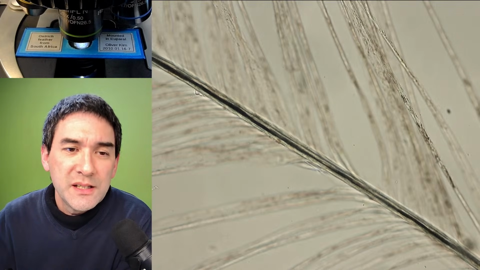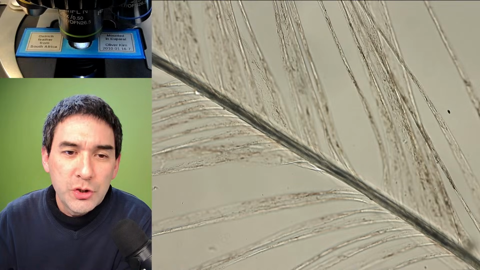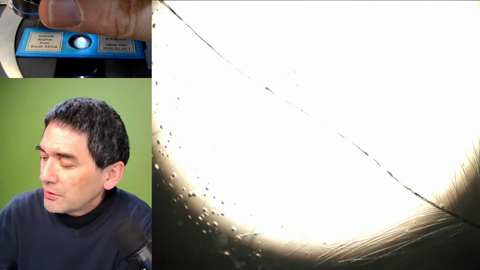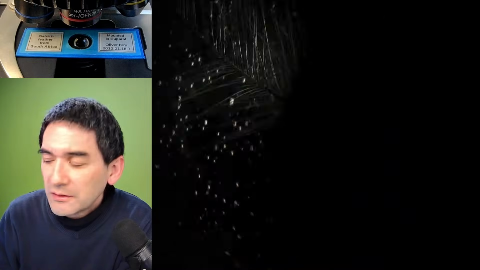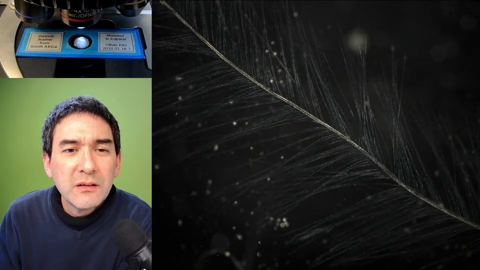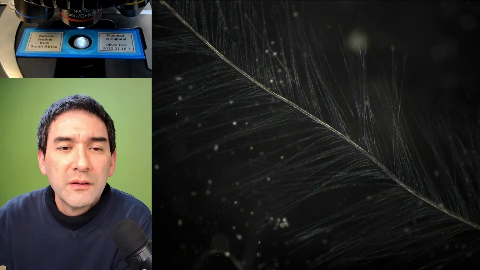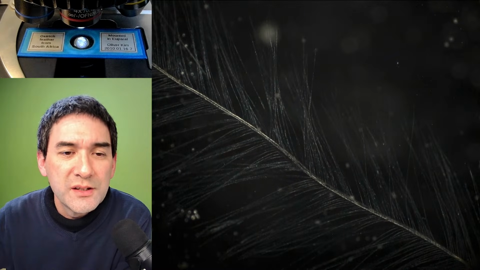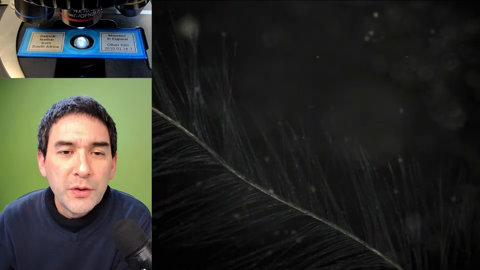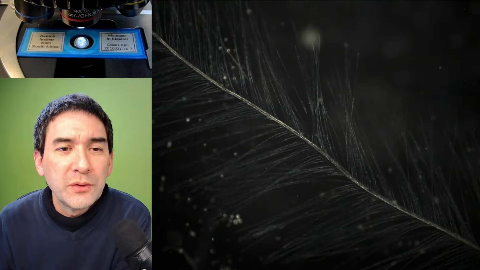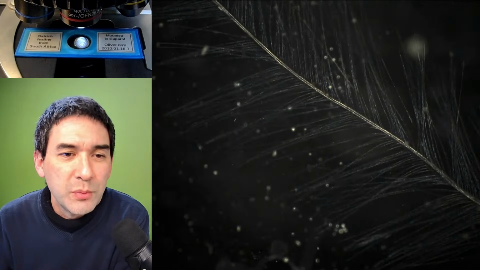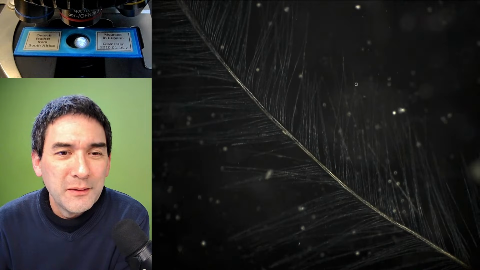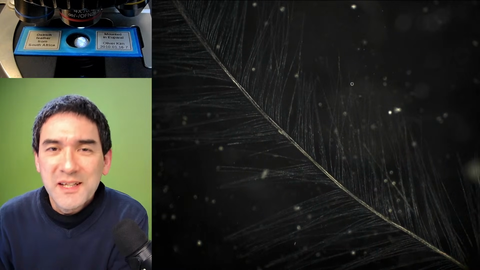So this is basically the feather of an ostrich, and when we switch back over again to dark field, we're able to see that it doesn't scatter the light quite as well, so the contrast is not quite as high. Generally with dark field, as you can see in the background, a lot of dust and dirt is visible. That's one of the features of dark field, that it's very dust sensitive.